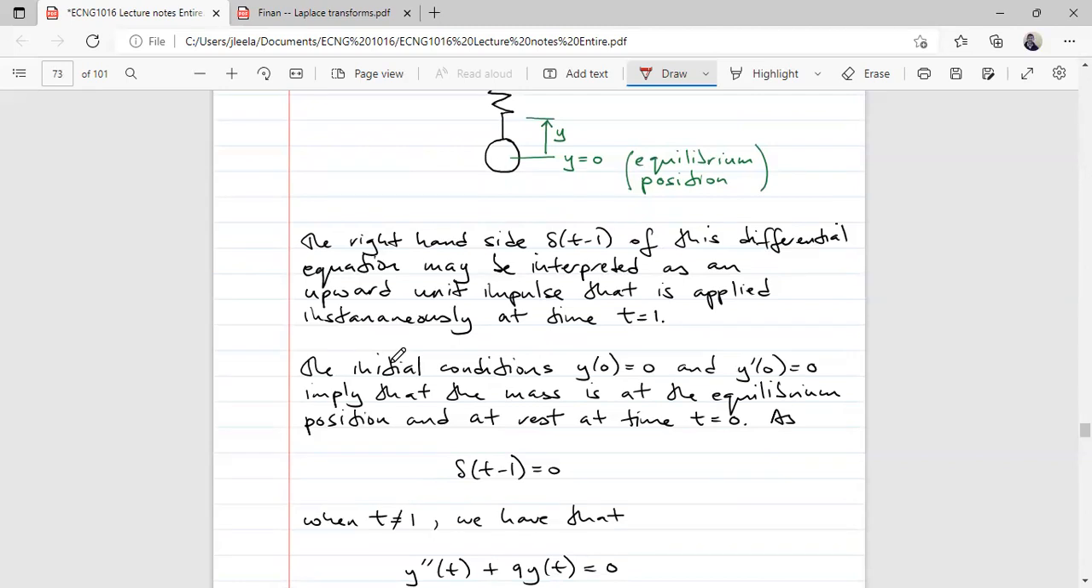The initial conditions: initially the distance is 0, so y of 0 is 0, and the initial velocity is 0 as well, so y prime of 0 is 0. That implies that the mass is at the equilibrium position and at rest at time t equals 0. If it is at rest, the distance is 0 and the velocity is also 0. So these are the two initial conditions.